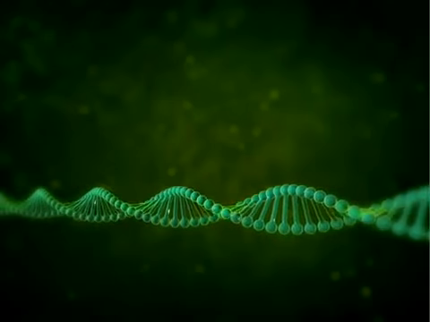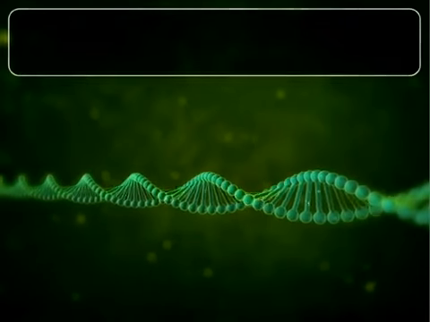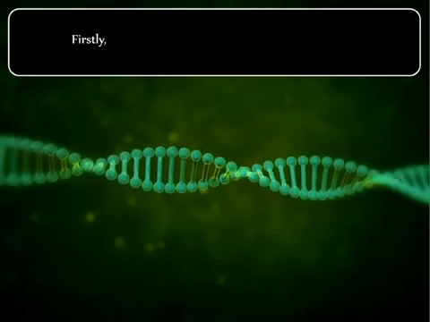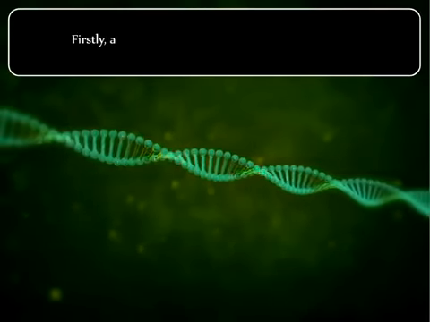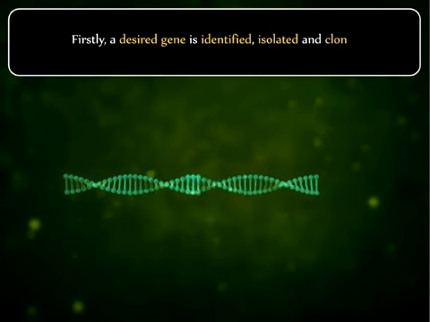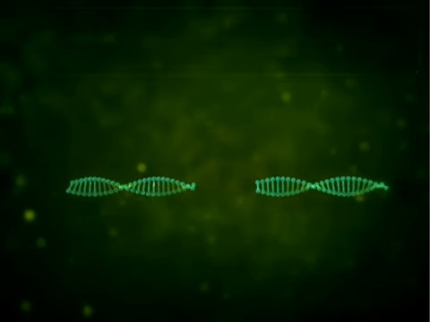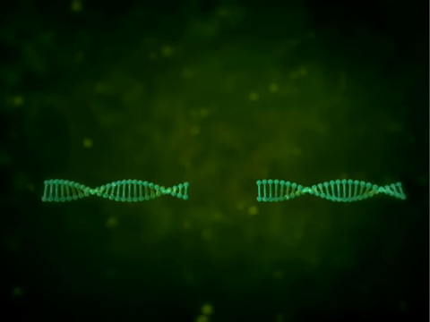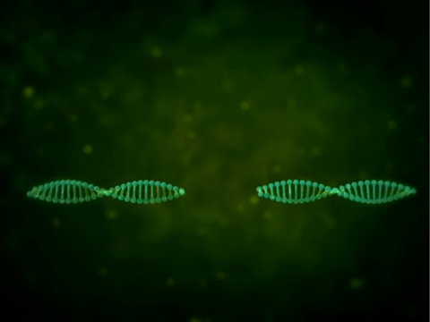Let us understand how transgenic plants are made. Firstly, it is necessary to obtain the desired gene. The desired gene is identified, isolated, and cloned. This gene undergoes certain modification before it can be effectively inserted into a plant.